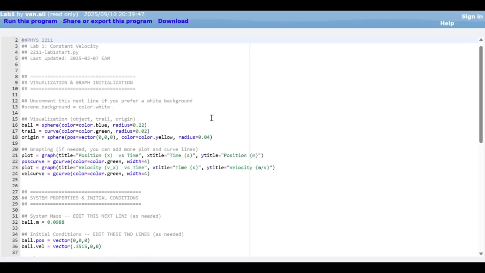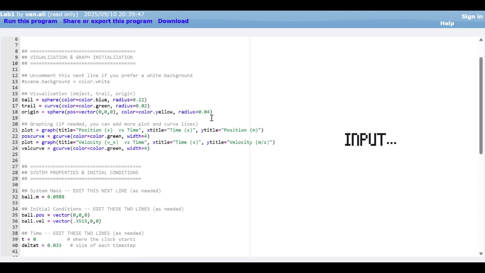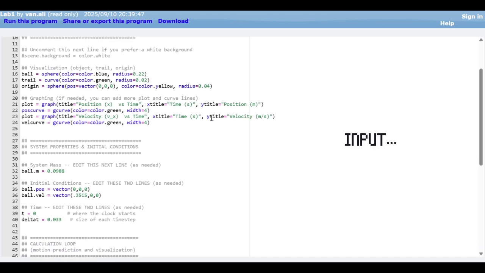Hello, in this video I will be talking about my observations, the computational model I built, and comparing the two for the Lab01 in Physics 2211. I collected data by tracking the position of the object over time using Tracker.